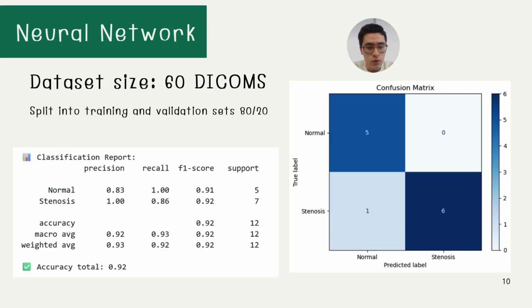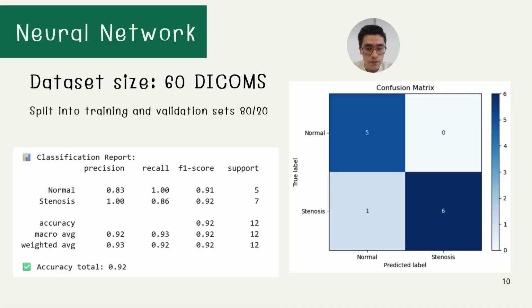Finally, the output layer has one unit, as it is a binary classification between healthy versus stenosis, and it uses sigmoid activation to produce a probability between 0 and 1. The model performs very well for both normal and stenosis. It detects all normal cases and only misclassified one stenosis case as normal.